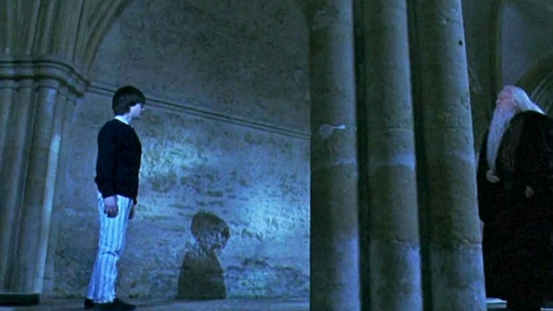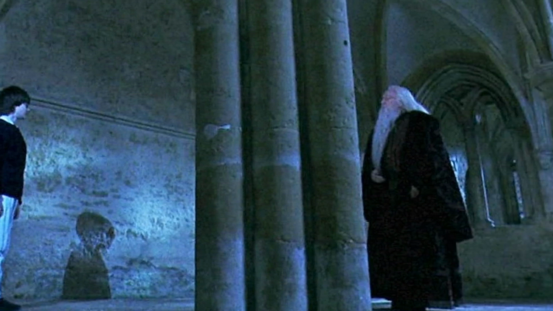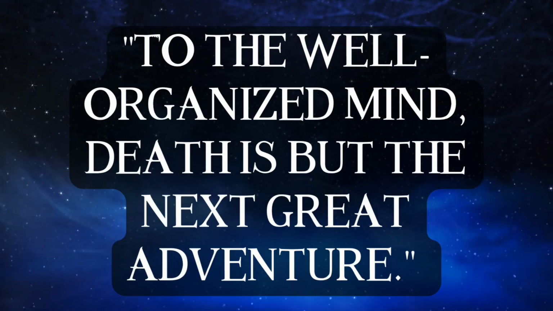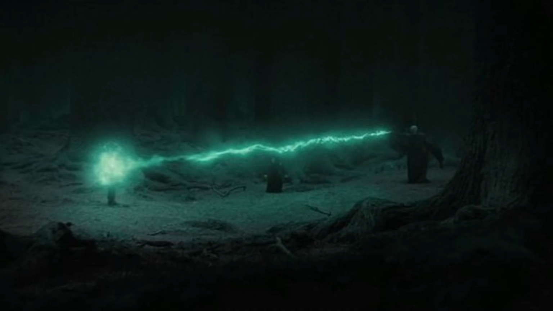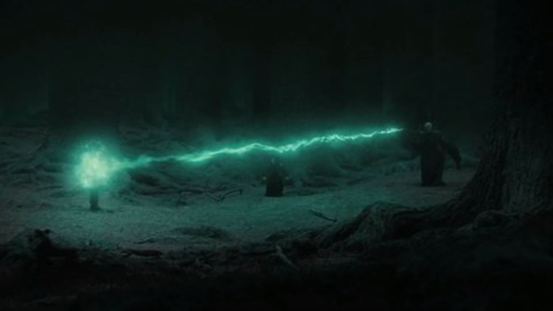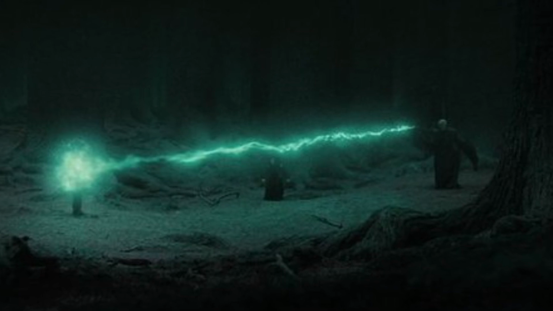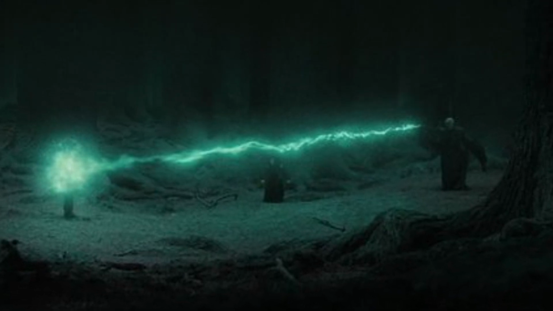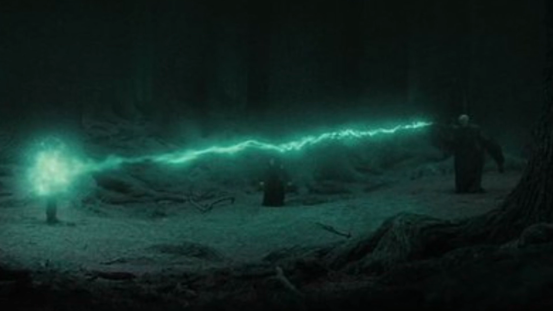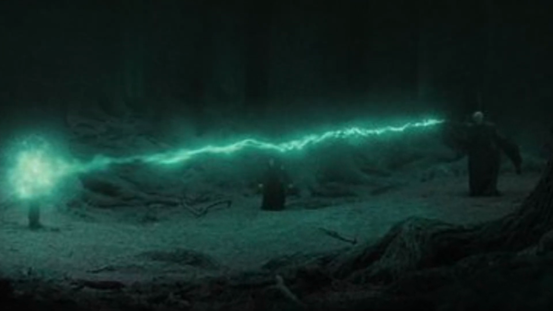Harry goes on to learn significant lessons about death. Even from the first book, Dumbledore tries to explain that death is not something to be afraid of. To the well-organized mind, death is but the next great adventure. Nearly 7 years later, Harry needs to be able to face death willingly and unafraid, and he does. Unlike Harry, Voldemort fears death, or rather his own death. He does unspeakable evil things to try to protect himself from ever dying, yet in the end he dies loveless, alone, as a mortal man, by essentially his own doing.